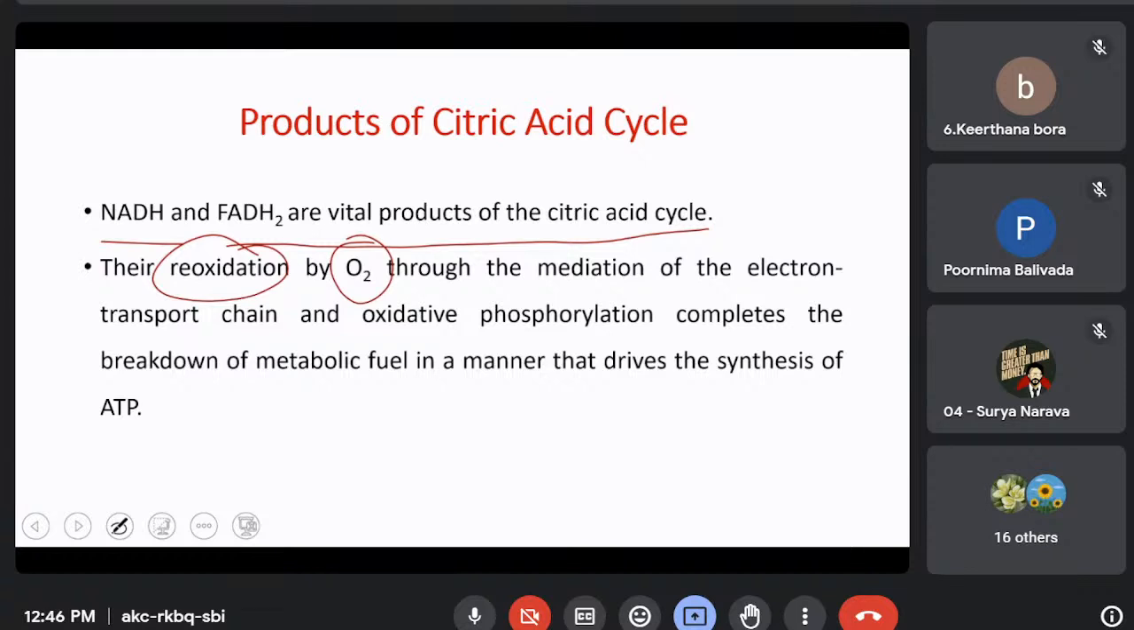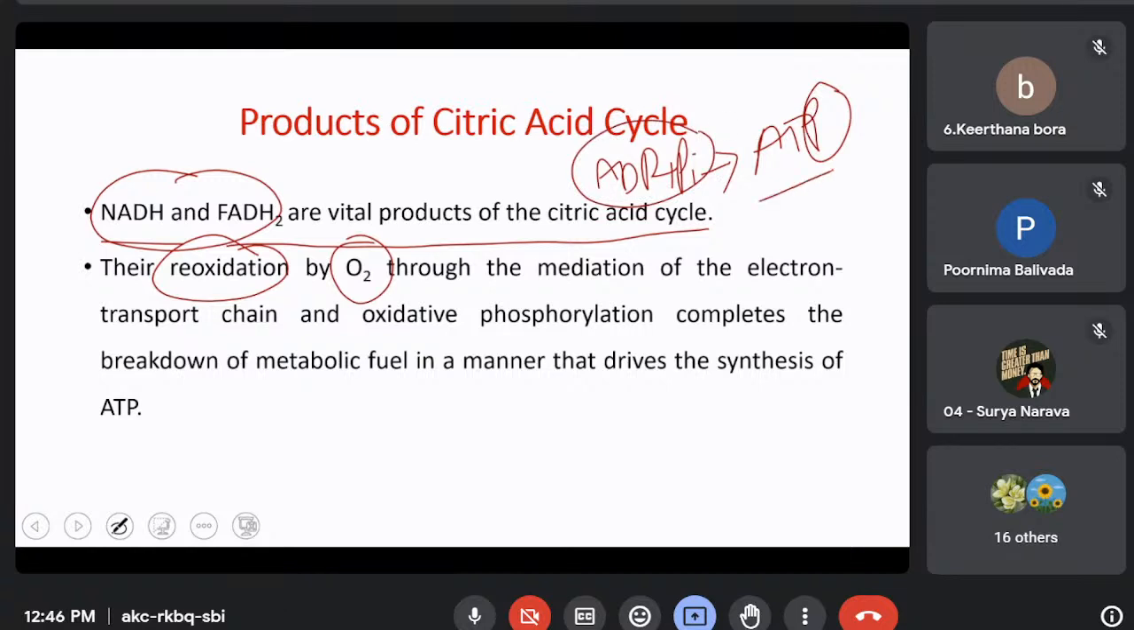And this is accomplished during what we call the production of ATP. How is ATP produced? ADP is added with one inorganic phosphate and converted to ATP. And this we call phosphorylation. So there is oxidation of these two followed by phosphorylation of ADP to produce ATP during electron transport chain. We call this oxidative phosphorylation.